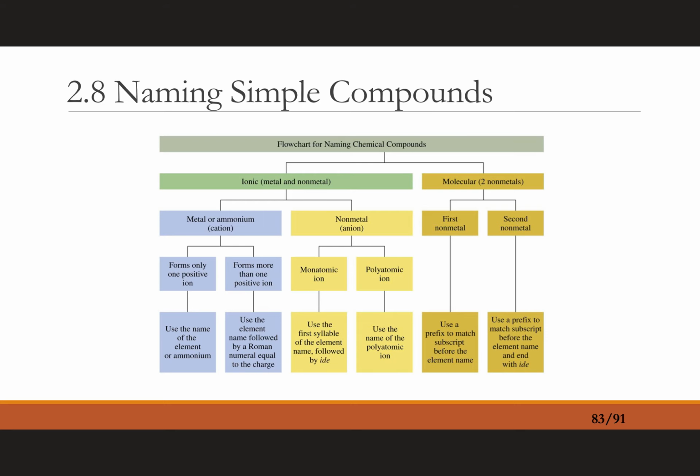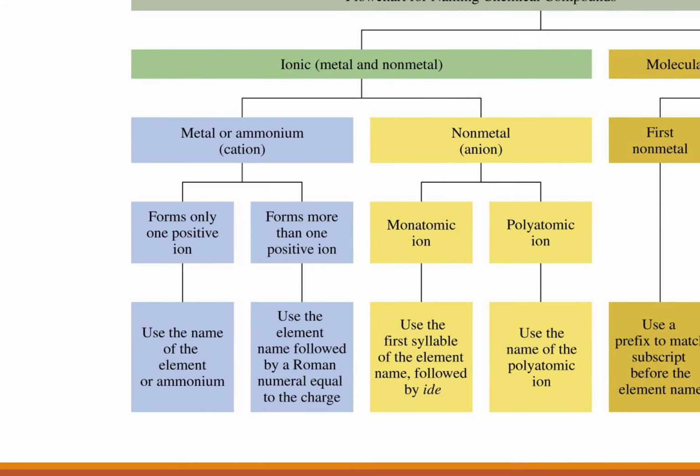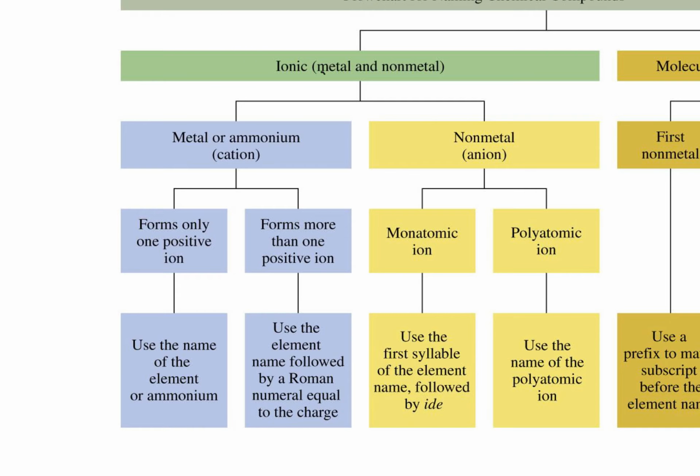All right, flowchart for naming these chemical compounds. So far we have ionic compounds and then the binary molecular compounds. Here you can see what to do if they're ionic compounds. You have a metal and a non-metal. For the metal, you just name it, like sodium, or ammonium, which happens to be one of the 2 polyatomic cations. If it forms only 1 positive ion, you use the name of the element or ammonium. If it's polyatomic, it's already been defined as its name.